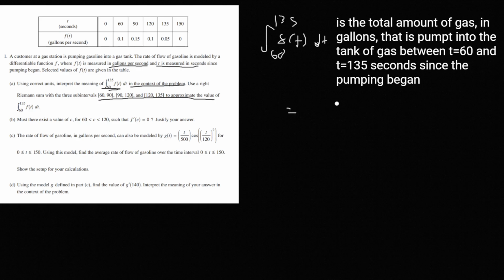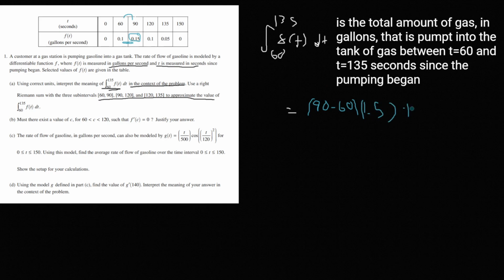And so this is going to be equal to, and then we're going to approximate this with a right Riemann sum. So we're going to first look at the interval from 60 to 90, and we're going to use this height of 0.15. And so this distance is going to be 90 minus 60, times 0.15, because we're doing it from the right side.